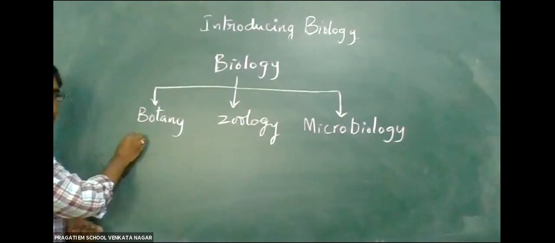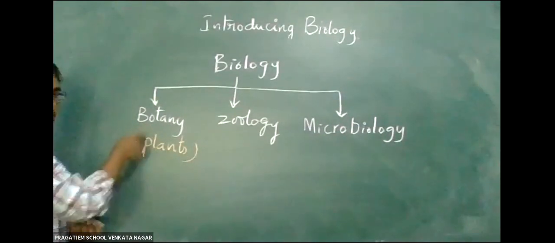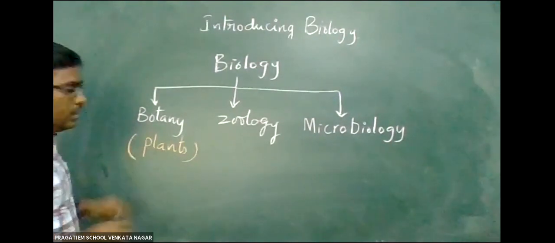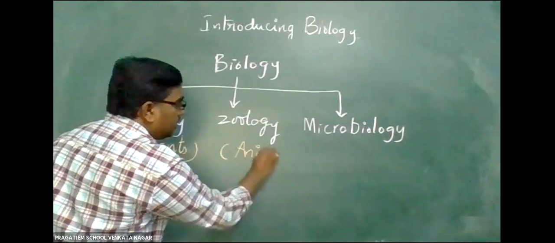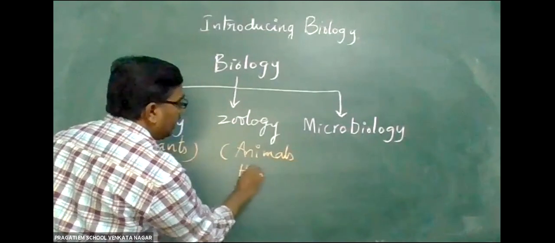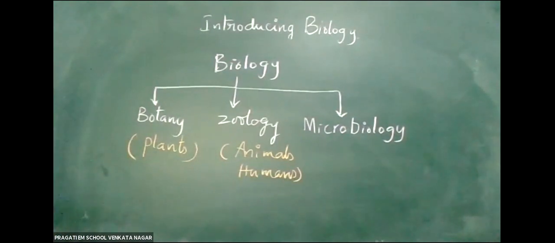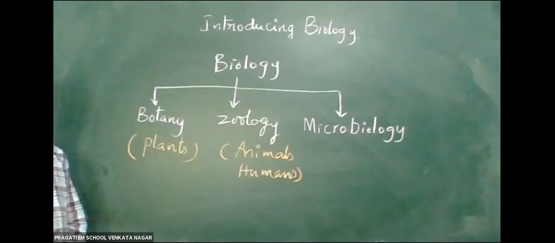Botany is the study of plants. Zoology is the study of animals and humans. And the next main division is microbiology.